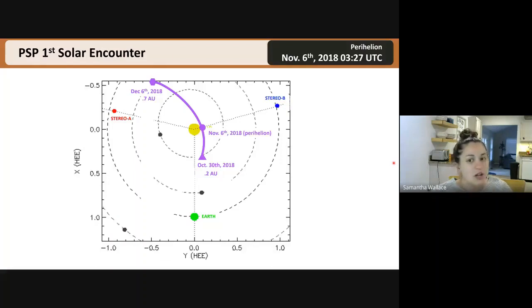So today I'll just discuss results from the first encounter. We modeled the observing period from October 30th to December 6, 2018. The spacecraft trajectory during this time period is shown in purple in this plot. This encounter occurred mainly on the far side of the sun as well, where we don't have magnetogram observations to drive models.